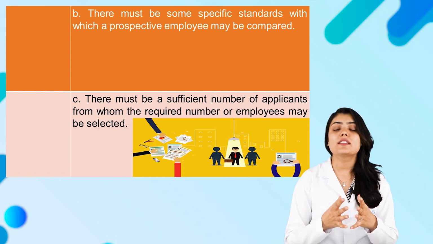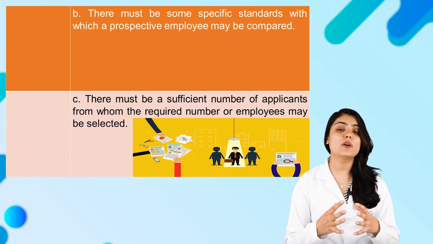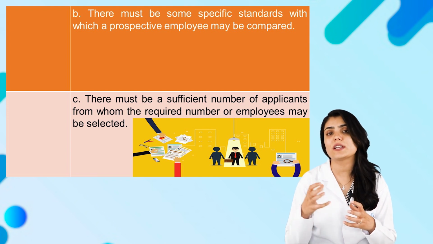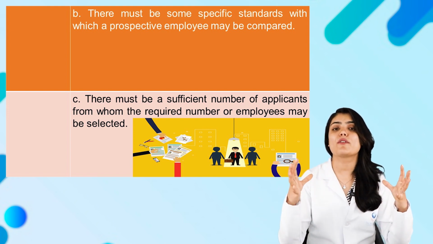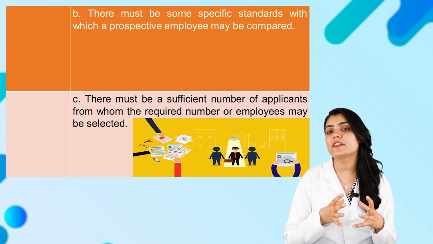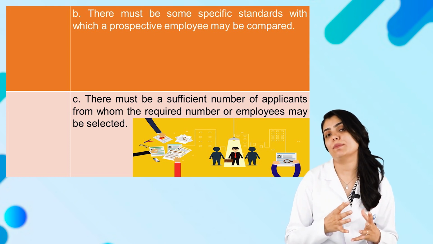The third essential for selection is one of the most important as well, because in order to select the capable candidates, or in order to make sure that we are selecting the best candidate, there should be a large number of candidates who have applied for the job. So there must be a sufficient number of candidates from which the required number of candidates can be selected.